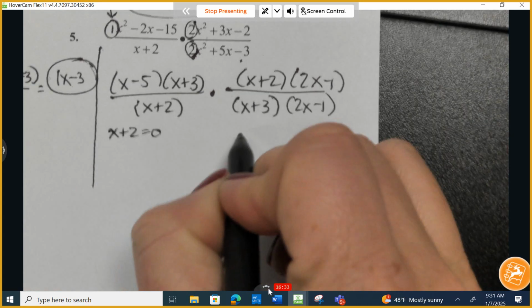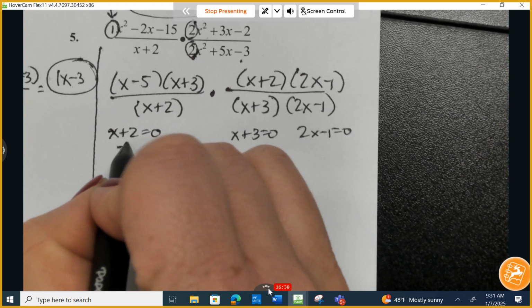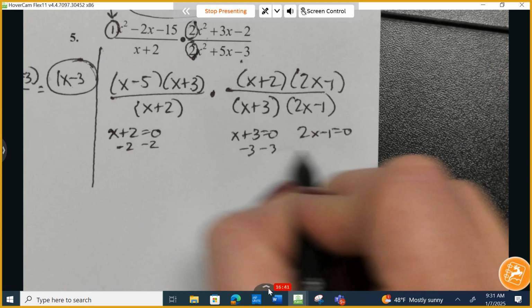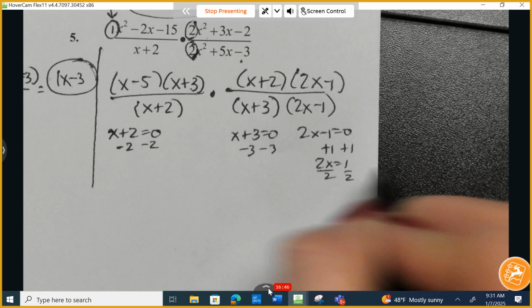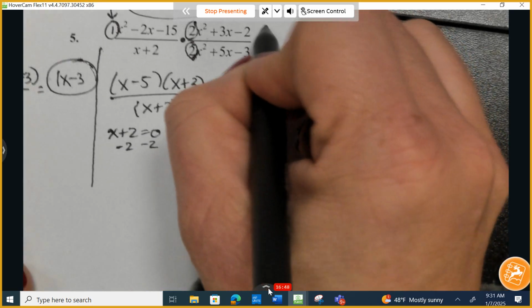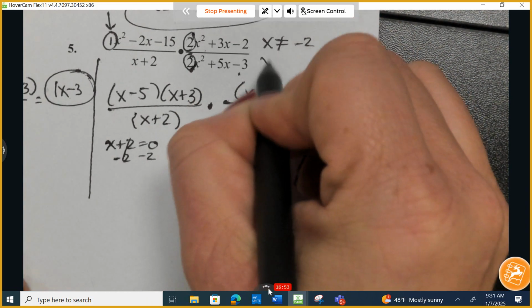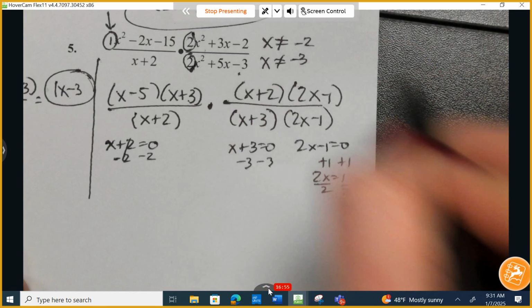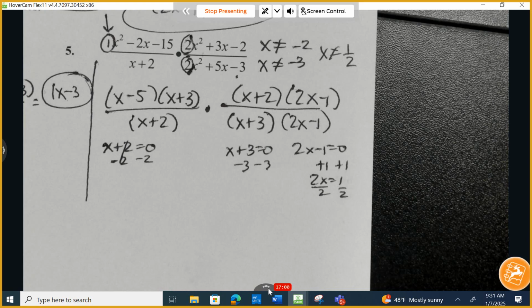So I'm going to set each of these equal to 0, and I'm going to solve. Each of these is set equal to 0, and I'm going to solve. -2, -3, add 1, that's a little bit harder, and divide by 2. Okay, so this tells me x cannot equal -2. x cannot equal -3. x cannot equal +1/2.